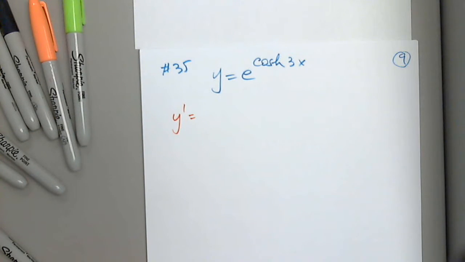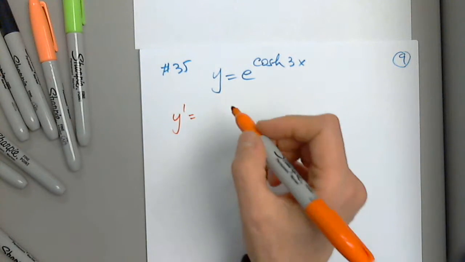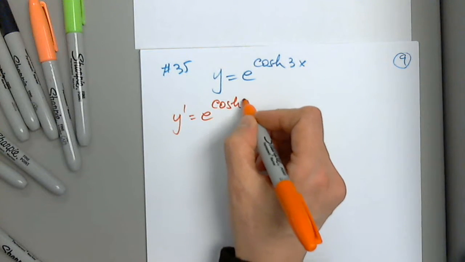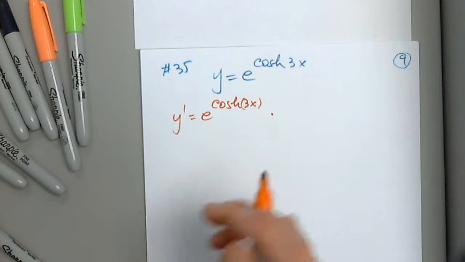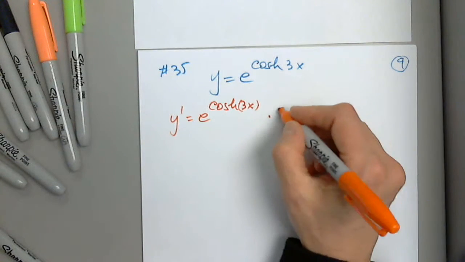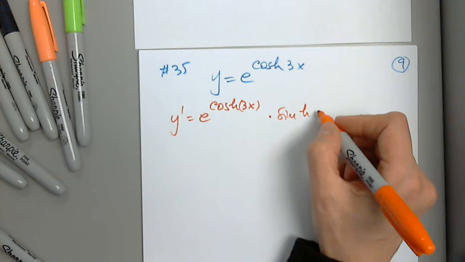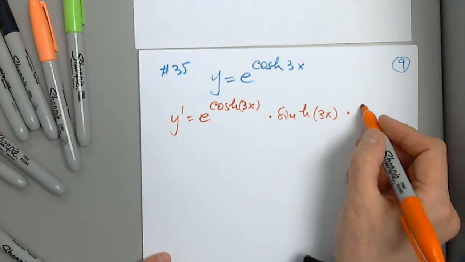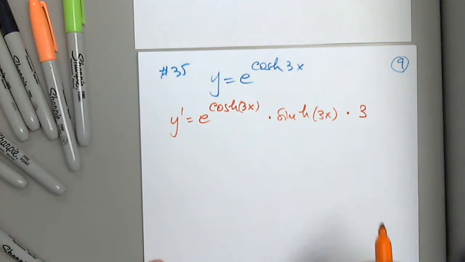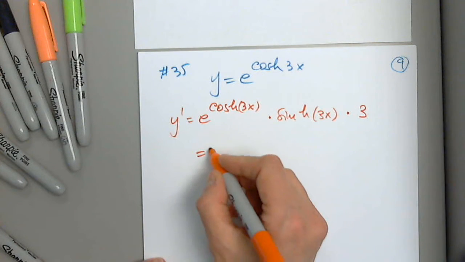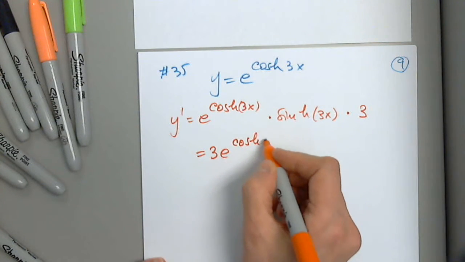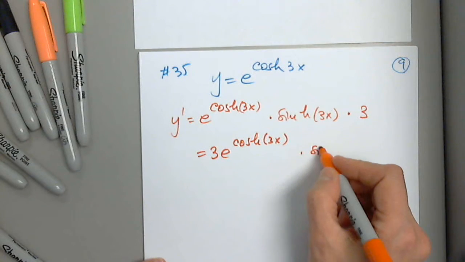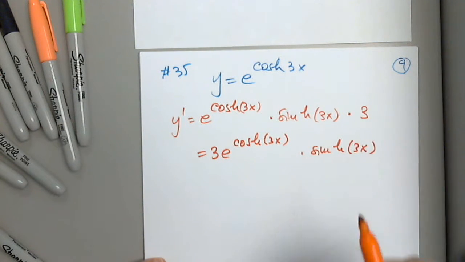Can anyone help with this? E to the hyperbolic cosine 3x. Good. Times hyperbolic sine of 3x times. Excellent. I wouldn't do anything to it. I will just rewrite it with 3 in front: 3e raised to hyperbolic cosine 3x times hyperbolic sine 3x.